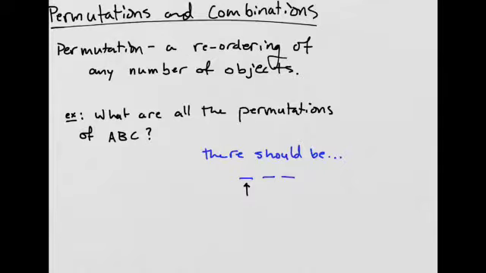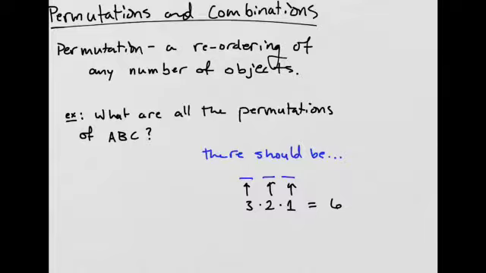So in the first spot, I have 3 choices. In the second spot, I have 2 choices because I already used one of them. And in the last spot, I have 1 choice. So if I multiply, I have a total of 6 possible permutations, 6 ways that I can reorder this. So I can write out all 6 right now. In fact, I'm going to do that. Or maybe you should try to do it.